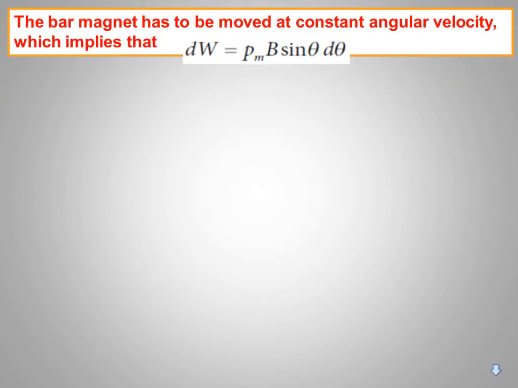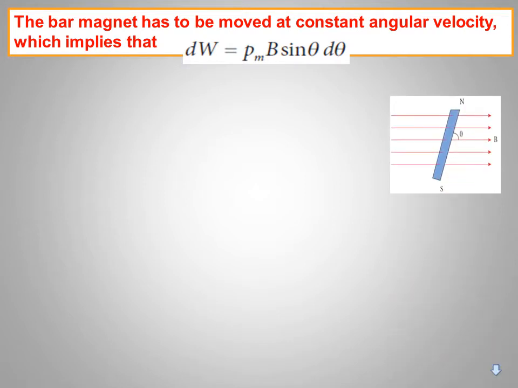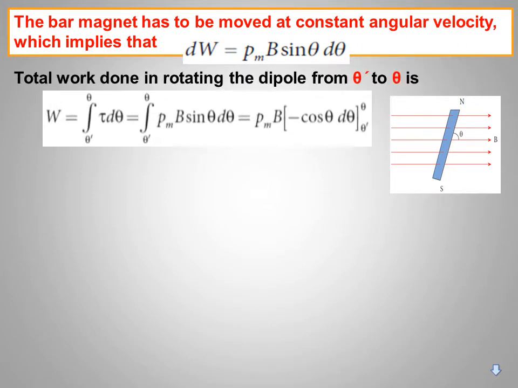The bar magnet has to be moved at constant angular velocity, which implies that dW is equal to PmB sin theta d theta. Therefore, the total work done in rotating the dipole from theta dash to theta, as I mentioned earlier, we have two angles here, one is theta and another one is theta dash.